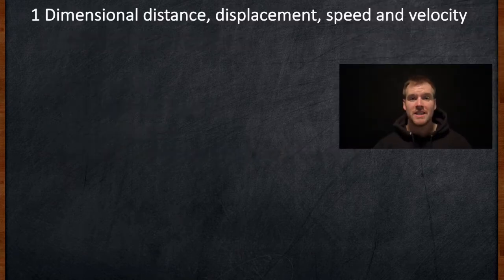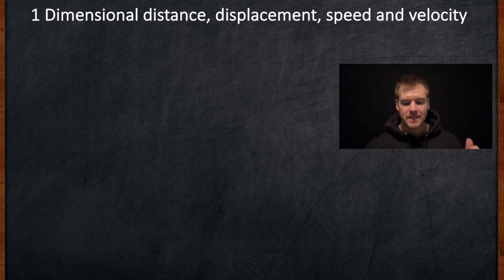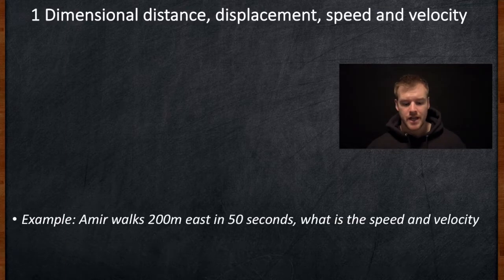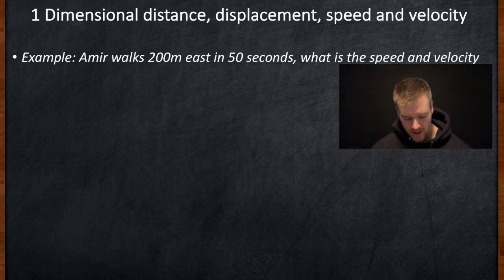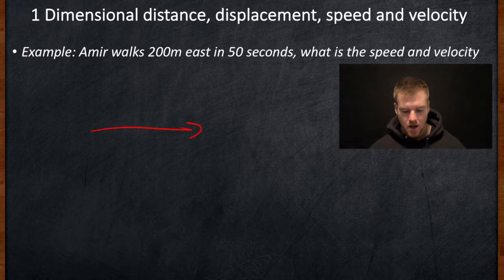So like we did with distance, I want to show some examples of distance, displacement, speed, and velocity, showing those four things that we're going to calculate. So first, we're just going to look in one dimension and say Amir walks 200 meters east in 50 seconds. What is the speed and velocity? So I'm going to draw an arrow going east, just like this. What's this distance, displacement, speed, and velocity?